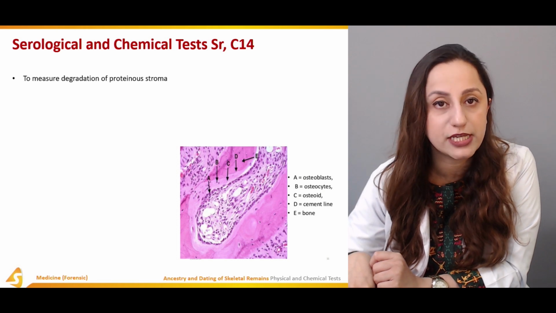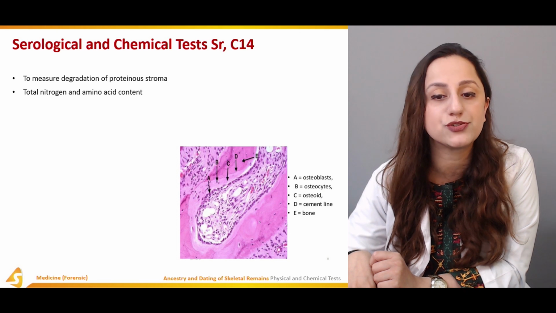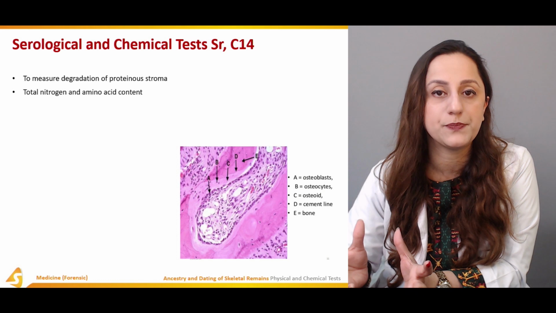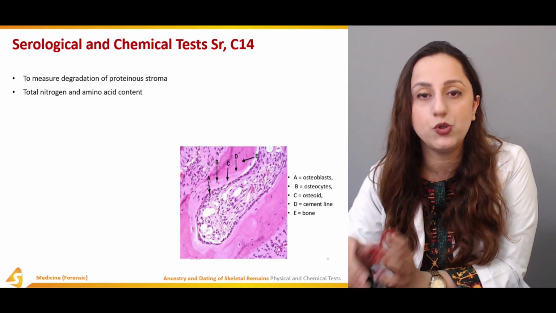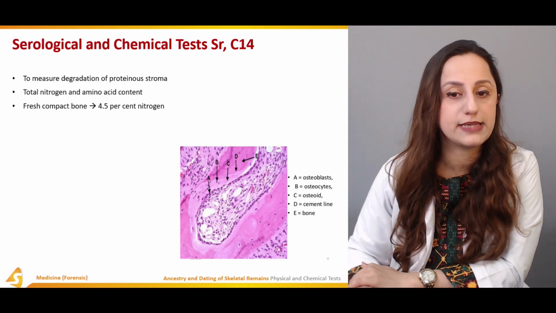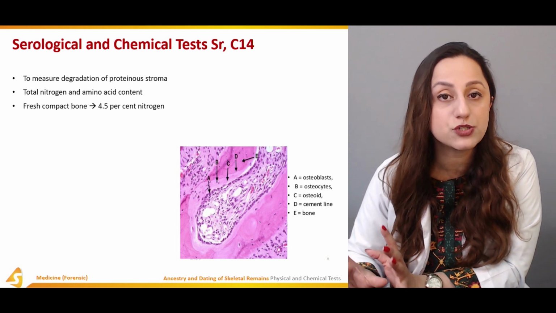To measure the degradation of the proteinaceous stroma, it's very important that the total nitrogen and the amino acid contents are then at our hand, and we can basically use them for comparative studies from the human remains. The fresher compact bones have 4.5% nitrogen. So that has to be kept in mind.